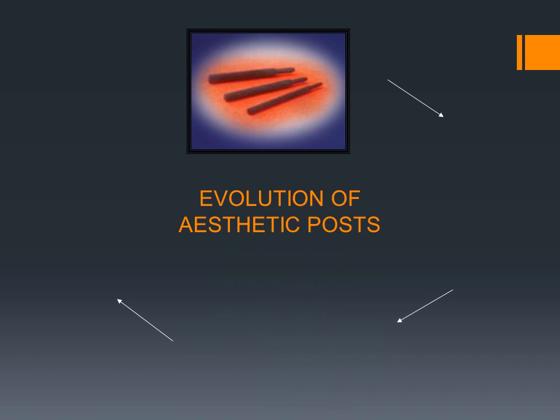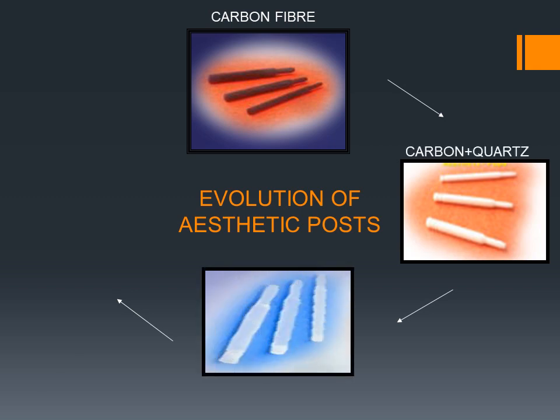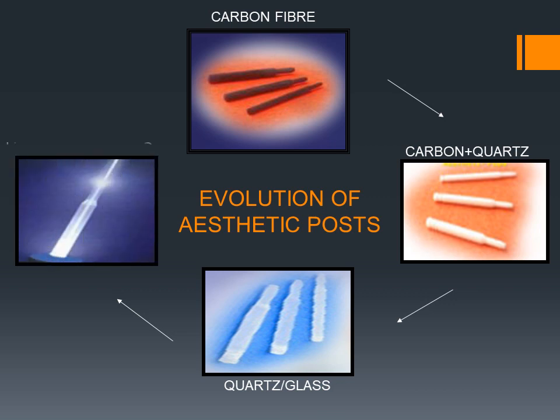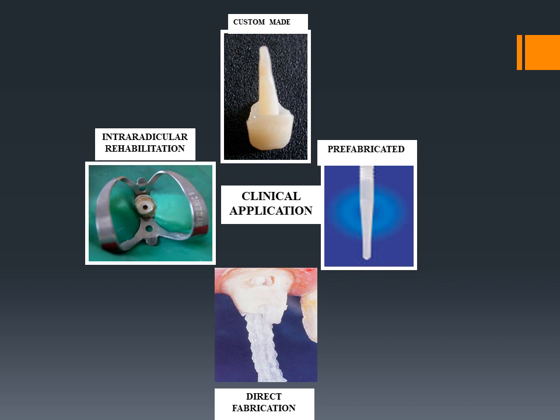So, the evolution of aesthetic posts. These are carbon fiber posts. They are black in color, and we have carbon and quartz combined posts, and we have only quartz or glass fibers, and we have woven or light transmitting posts. These are the fiber based posts, classified based on composition. First one is carbon, second is silica. Under silica we have glass and quartz, and polyethylene woven fibers, and zirconia.